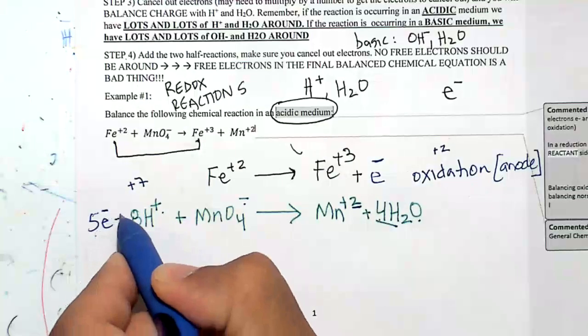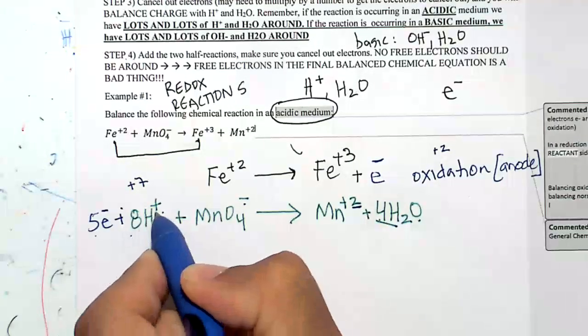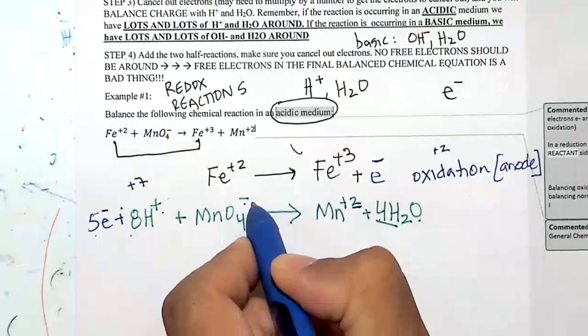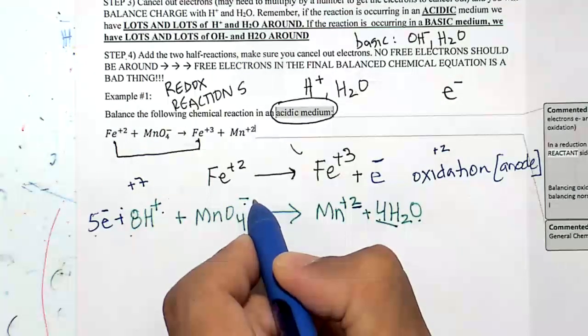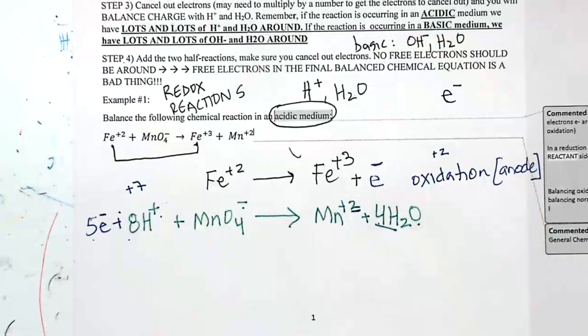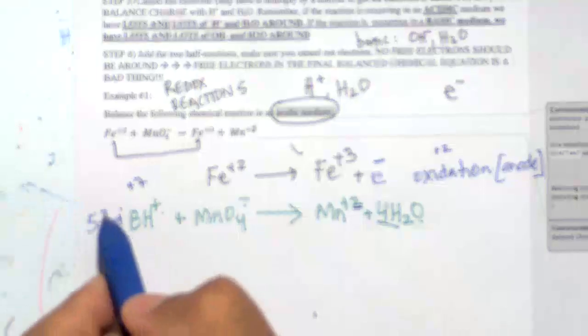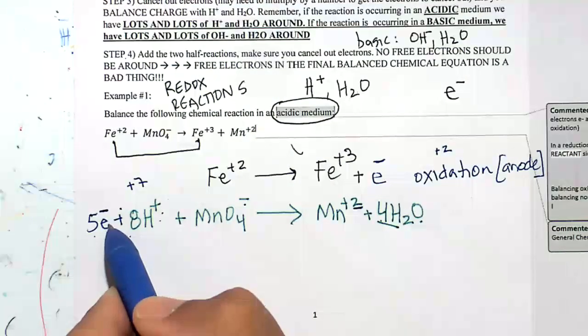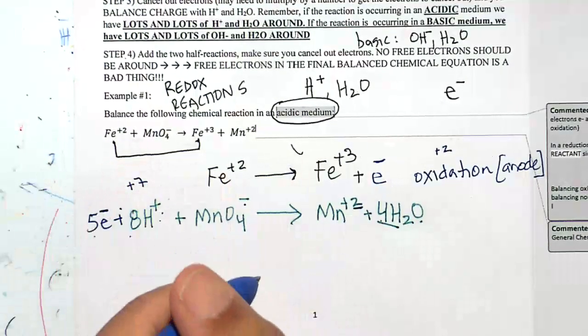So minus 5 plus 8 is plus 3. 3 minus 1 is plus 2. And then we have a plus 2 on the product side. Okay, everyone see that? 8 minus 5 is 3, 3 minus 1 is 2, and plus 2.